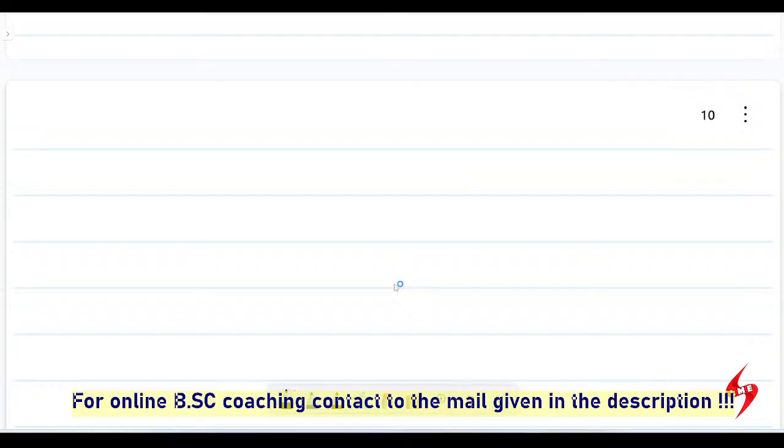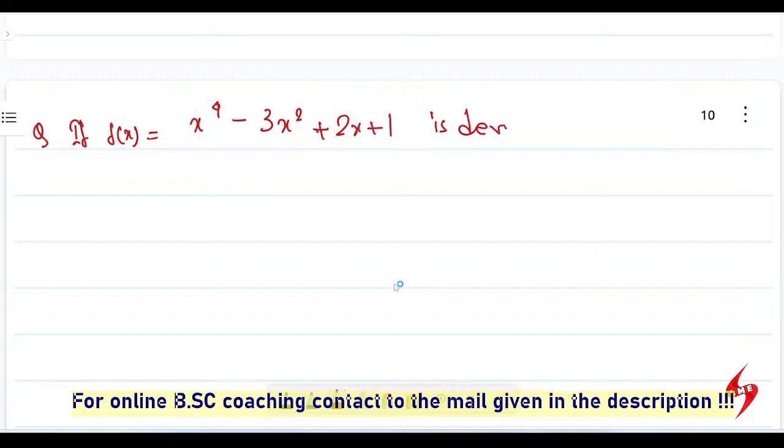Now let me check it. So my first question is, if f of x, that means x to the power 4 minus 3x squared plus 2x plus 1, is divided by this polynomial, g of x equals x minus 1, then what will be the remainder? So this is my first question.